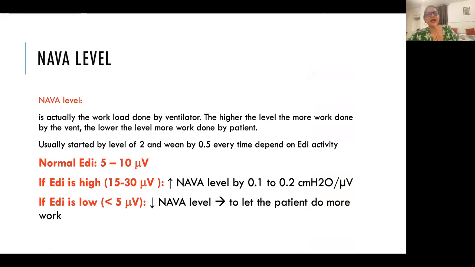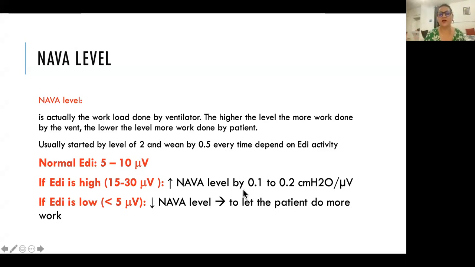So Nava level, as I said, is actually the workload done by the ventilator. If you are keeping the higher Nava level, that means more work is done by the ventilator. If you are keeping the Nava level low, that means more work is done by the patient. So usually you will start at Nava level of 2 and you will wean depending on what EDI activity you are seeing. Normally, as we know, EDI activity is 5 to 10. However, if your EDI activity is very high, like 15 to 30, that means your baby is trying, knowing that his lung is not okay, and the diaphragm is trying to generate more electrical activity to generate more pressure. So that means your Nava level should be higher than this.